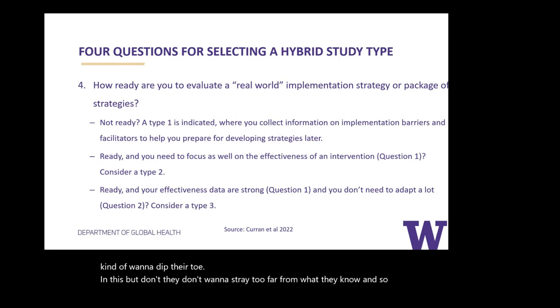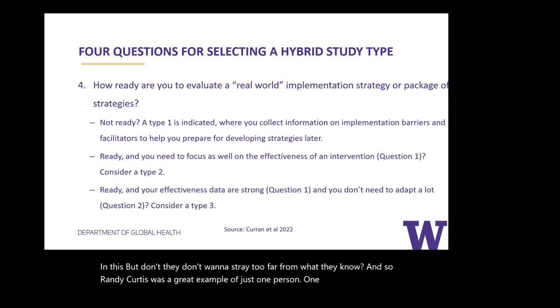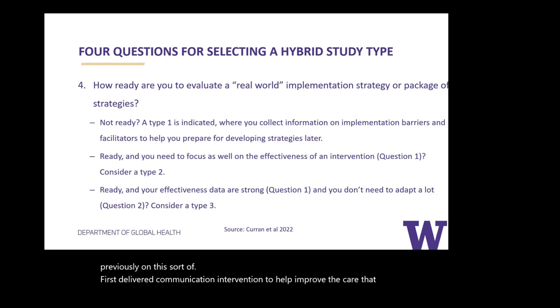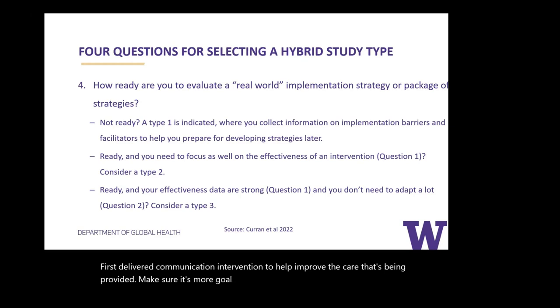Randy Curtis was a great example. I don't want to pick on Randy, but he was curious enough to reach out to an implementation scientist and say, I would do this as a normal pragmatic effectiveness trial, but I'm curious, so maybe I could collaborate with you. How about we do a hybrid one? Let's take a baby step here. He had actually done some work previously on this nurse-delivered communication intervention to improve the care being provided, making sure it's more goal-concordant for patients and families. So he wasn't starting with a novel intervention, but his comfort zone was, I don't want to go beyond a hybrid one. I'm like, oh, that's great.